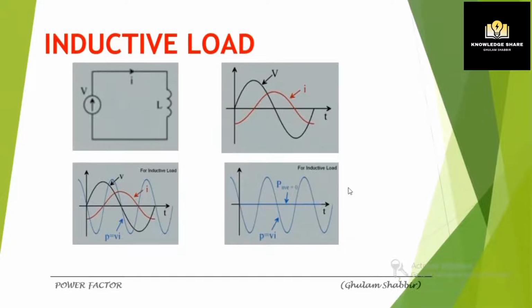So remember, for a pure resistive load, there is a finite average value. This is the crucial difference between the two. In the case of an inductive load, there is no average value for the power.